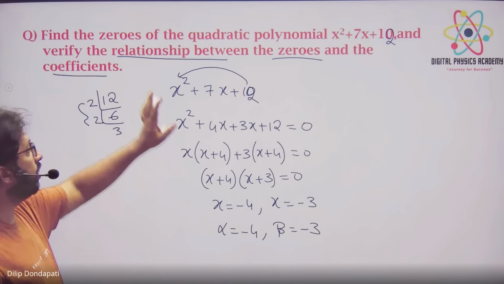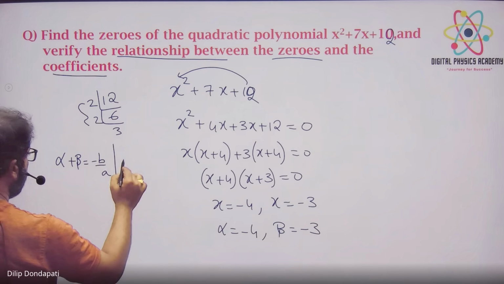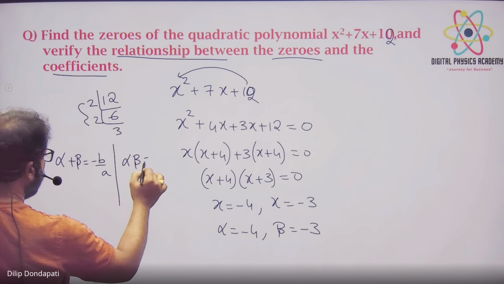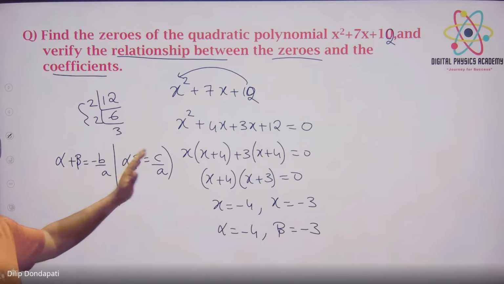Okay. Now verify the relationship between zeros and coefficients बोल के बोल रहे हैं. We know the relationship क्या है? Alpha plus beta is equal to minus b by a. And second relationship क्या है? Alpha beta is equal to c by a. We have to prove that both sides are equal बोल के. This is a relationship. Verify relationship means. Okay. Tell me alpha plus beta is how much in this case में? Minus 7.